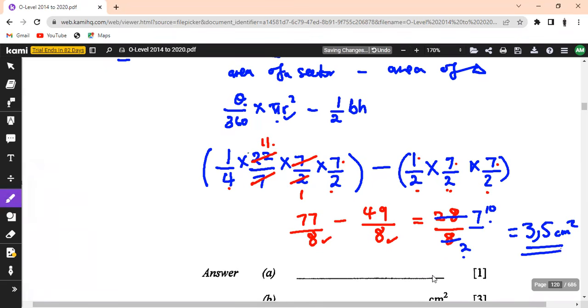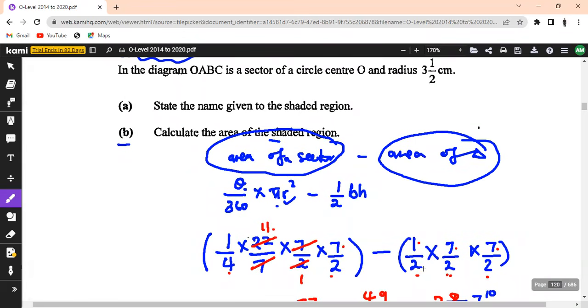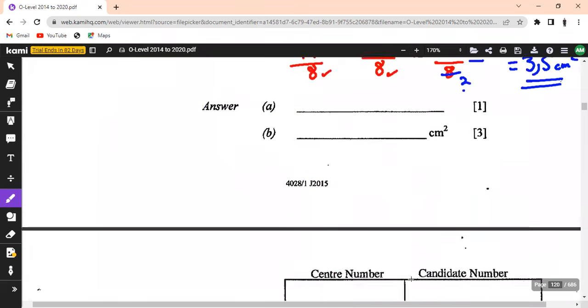So that was it, guys. Area of the segment is simply the area of the whole sector. You work with the whole sector, then you remove the triangle from that. You are left with what? With a segment. So that is how you calculate the area of the segment. So that is it, guys, from this part.